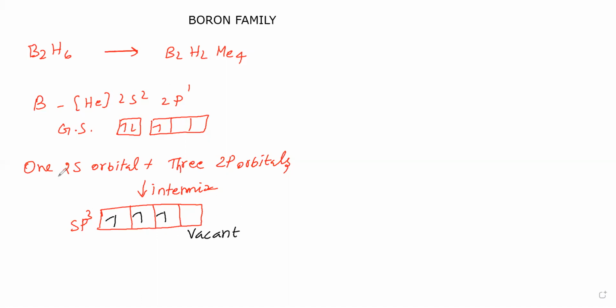Now, for boron we will take 4 sp3 orbitals. This is the nucleus of boron. This is 1 sp3 orbital, another sp3 orbital, next sp3 orbital, and the next sp3 orbital. In these 4 sp3 orbitals of boron, we have placed unpaired electrons like this, and 1 sp3 orbital is vacant.